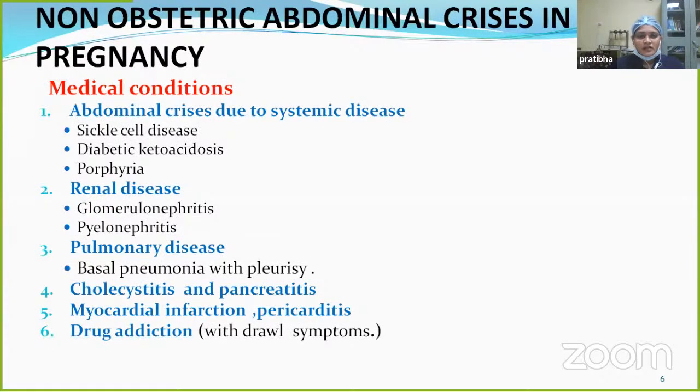The most common medical conditions involved in non-obstetric surgeries in pregnancy are sickle cell disease, diabetic ketoacidosis, renal diseases like glomerulonephritis and pyelonephritis, pulmonary diseases like pleural disease and basal pneumonia, pancreatitis, myocardial infarction, pericarditis, and drug addiction.